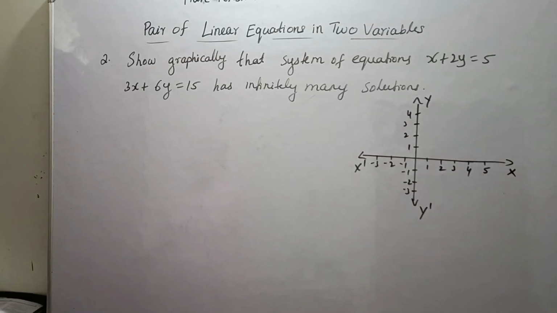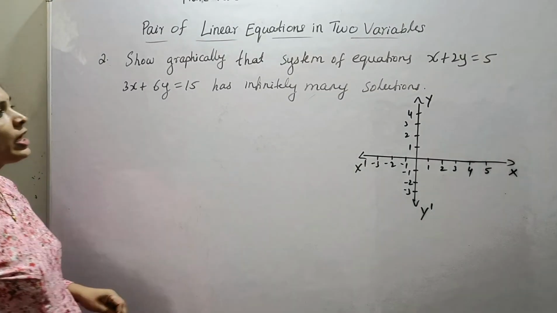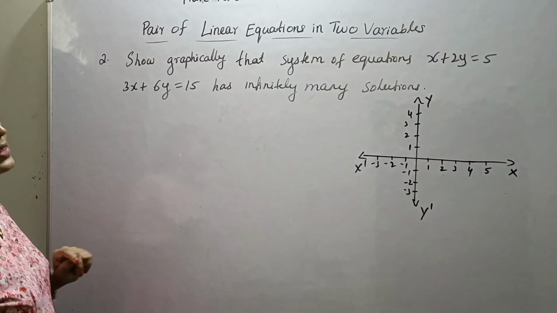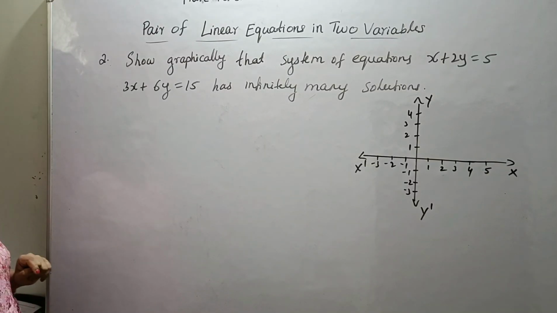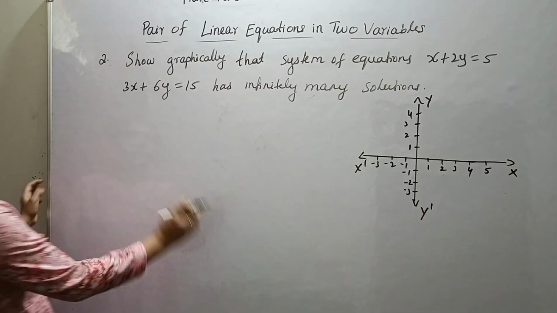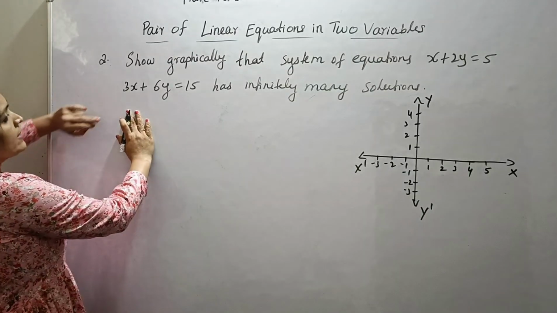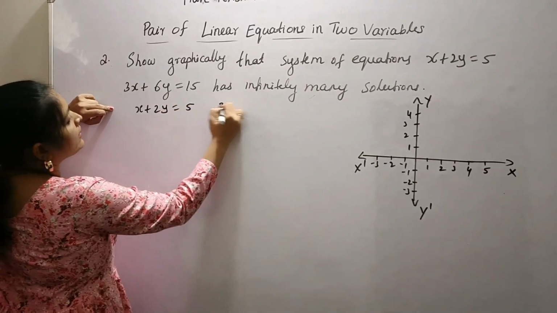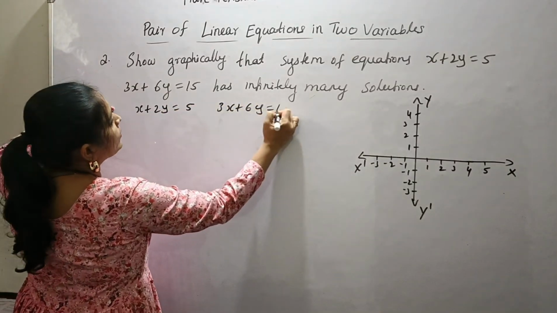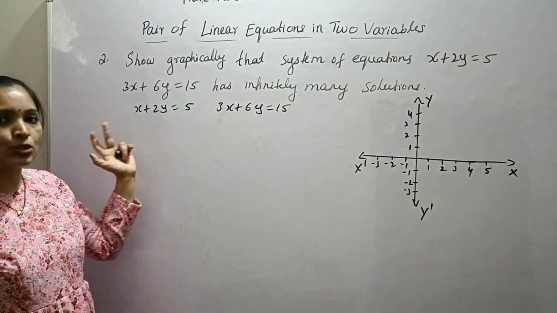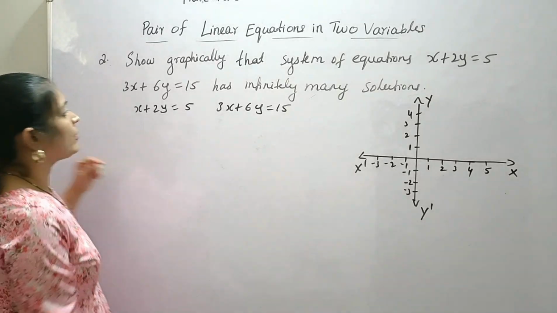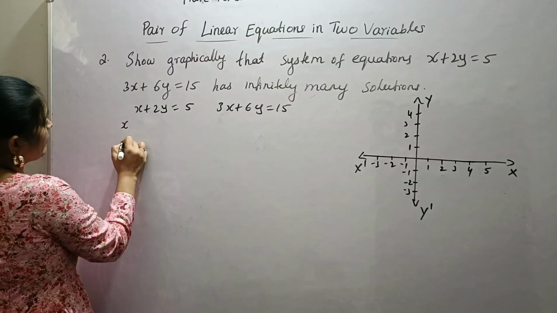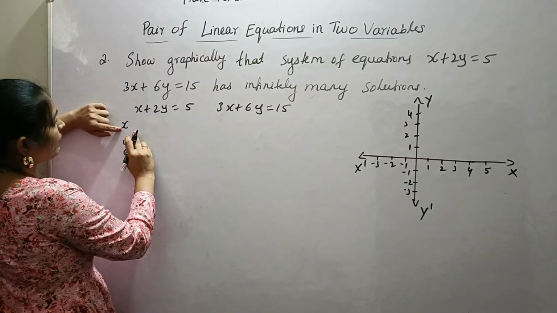Show graphically that the system of equations has infinitely many solutions. The system of equations: x plus 2y is equal to 5 and 3x plus 6y is equal to 15. Okay, first of all, let's draw the graph here. For that we have to plot the points, right? So let's find the values of x and y.